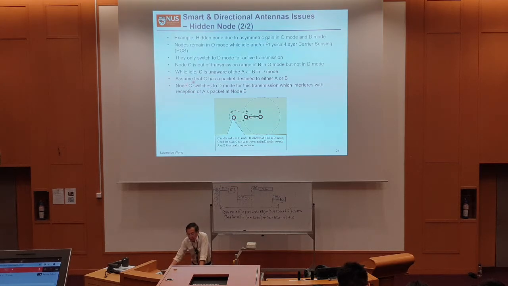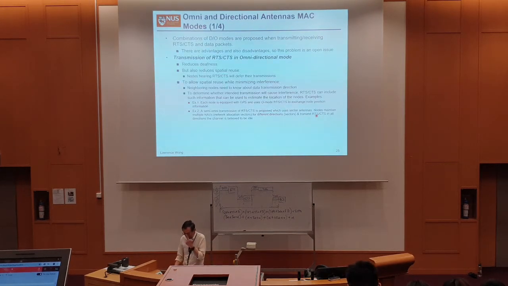So suppose C has a packet to send to either A or B. C switches to D mode for this transmission, which interferes with the reception of A's packet at B. So that's a collision, interference as a result of that. And you can go on and on with all these scenarios of all these problems. We've gone through quite a number of these scenarios already.